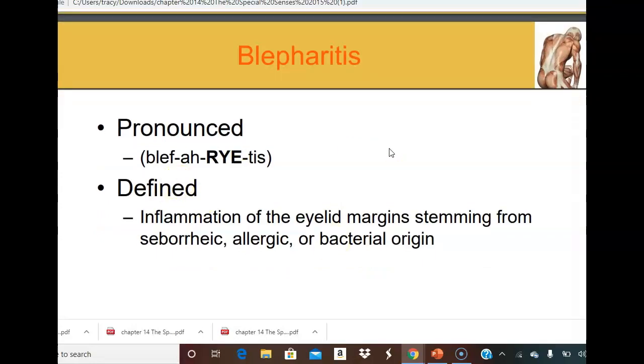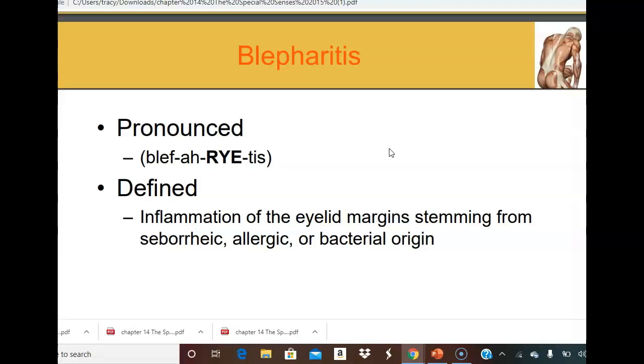So blepharitis, blepharo, refers to the eyelid margin. We talked about palpebra being that distance between the two eyelids. Blepharo refers to the actual eyelid itself. So this is where you actually have an inflammation of the eyelid. It seems kind of strange, but this can actually be of bacterial origin, allergy, or even seborrheic, where you have increased oil from the sebaceous glands, and it can cause sort of a dandruff-like appearance on the eyelid.